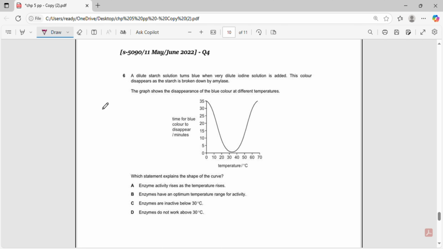The shortest time, meaning the fastest reaction, is observed around 40 degrees Celsius. Now, our task is to pick, out of all the given options, which statement explains the shape of the curve. And the correct answer here is B.